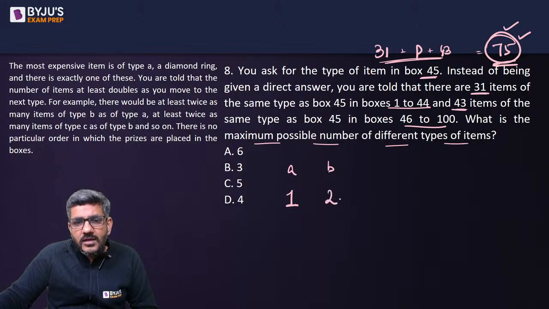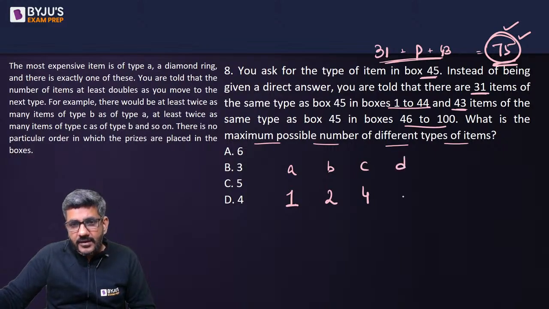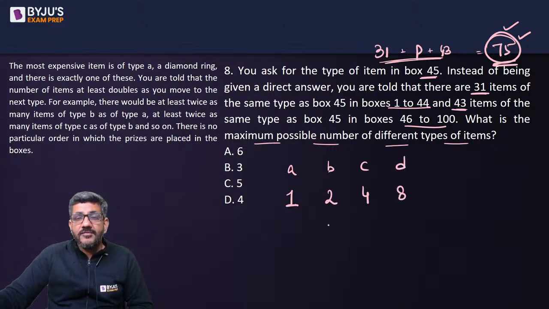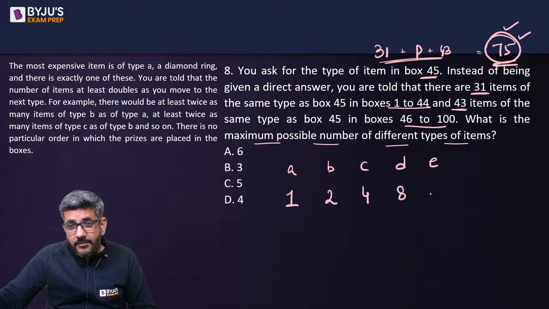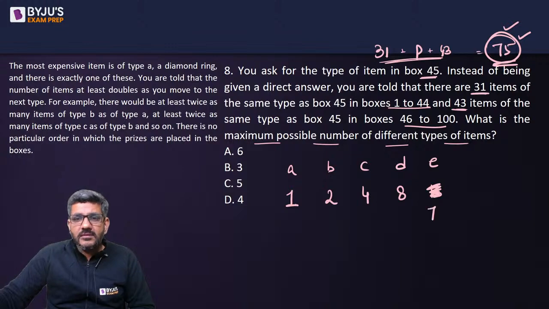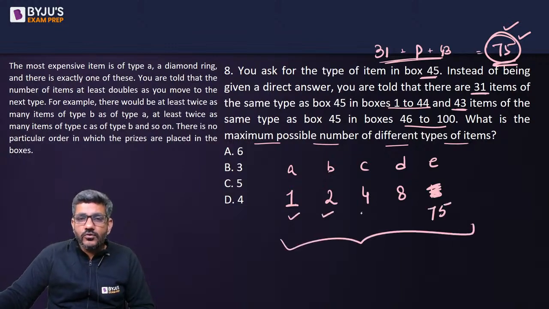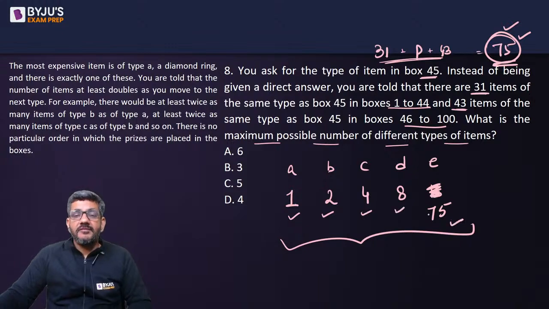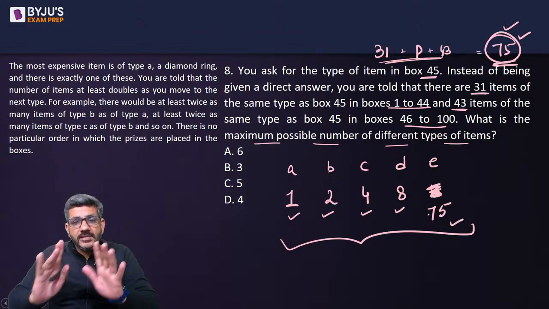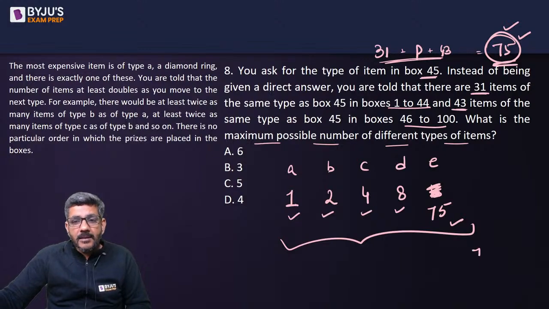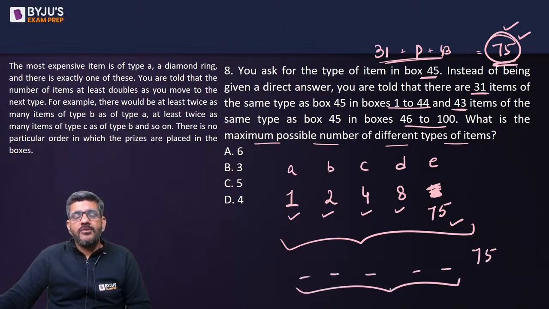If I take 2 for B and 4 for C, how many articles so far? 4 plus 2 is 6, plus 1 is 7. Take 8 for D: 7 plus 8 is 15, 15 plus 16. Can I take 16? No, I can't take 16. So that means right here I have to take 75. If I take 1 plus 2 plus 4 plus 8 plus 75, this is the only way I can make 75 articles.